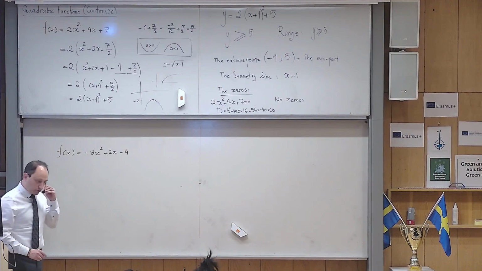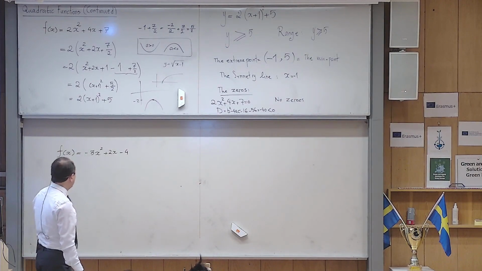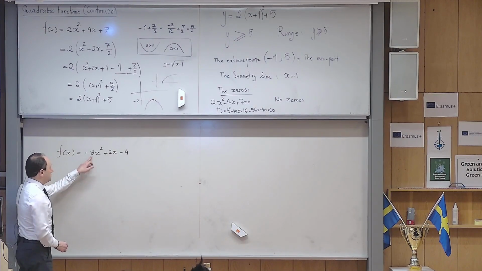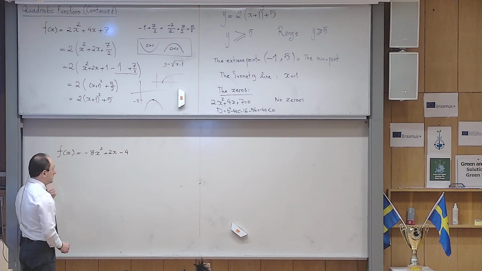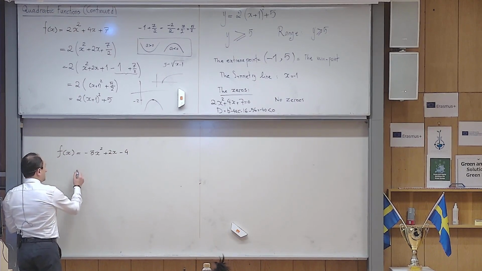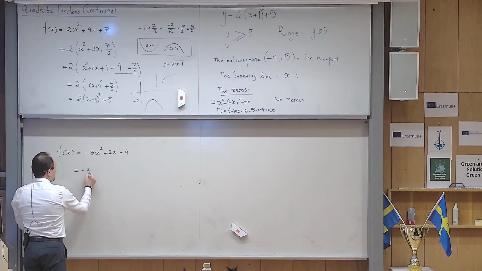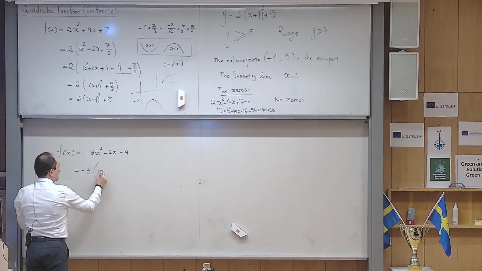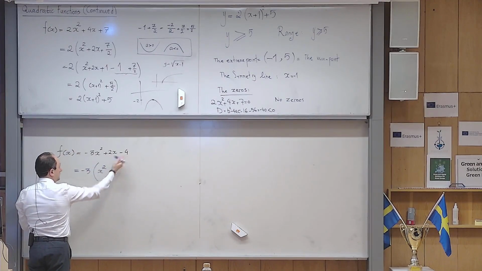Okay, so what should we do? The first thing I told you, whatever this number is, you should take it out. So what happens? I get minus 3 out. Here I don't have any problems. But what should I write for the middle one and the last one?